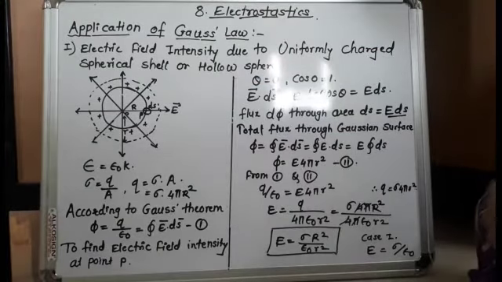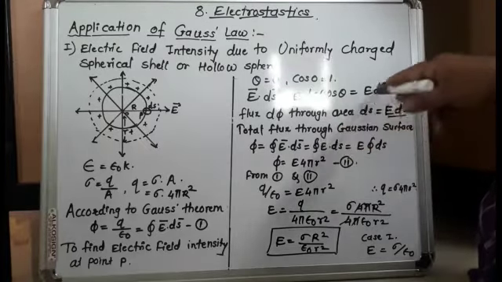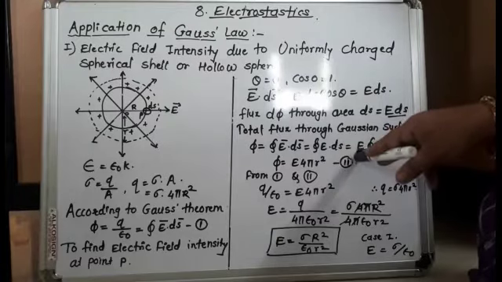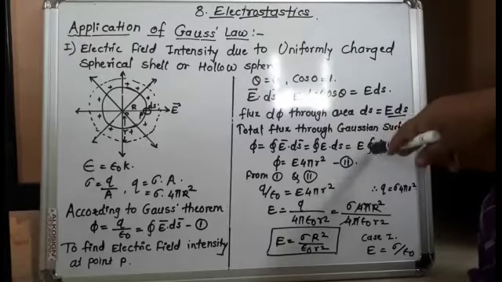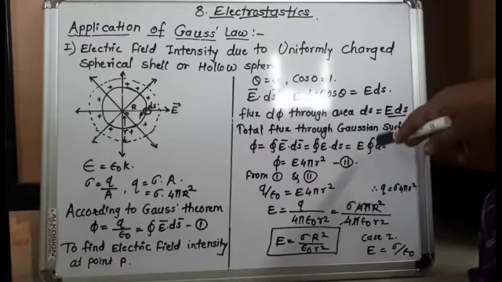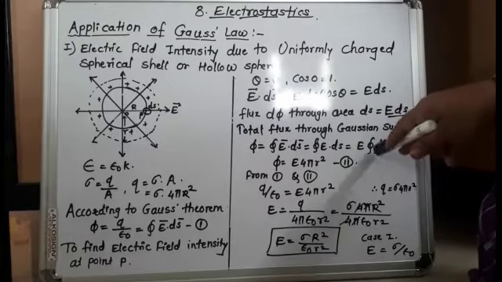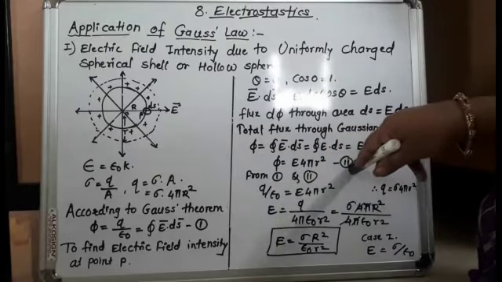Here we calculate the total flux through the Gaussian sphere. We obtain the total flux by integrating E into ds. The integration of E ds is equal to E outside the integration, because E is constant, times the integration of ds. Integration of ds means the total surface area of this sphere, which is 4 pi r square. Substituting this value in place of ds, we get phi is equal to E into 4 pi r square. This is the second equation.